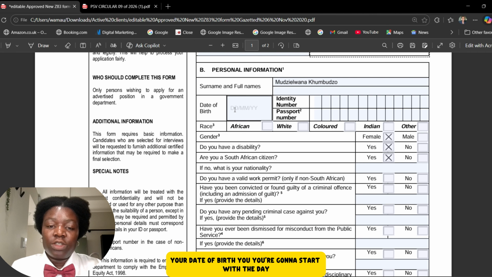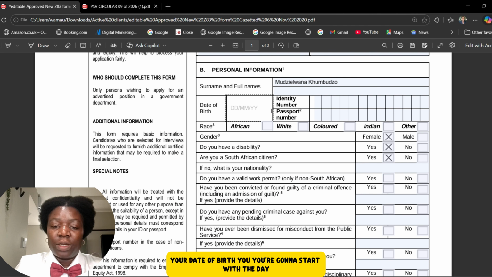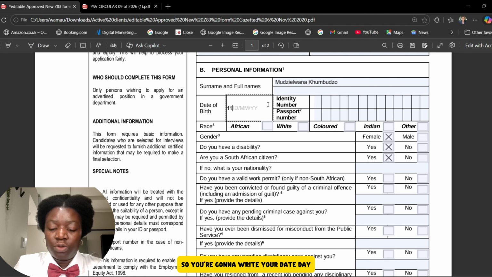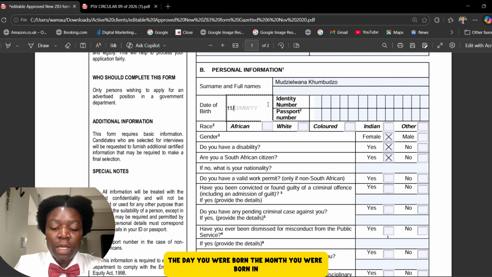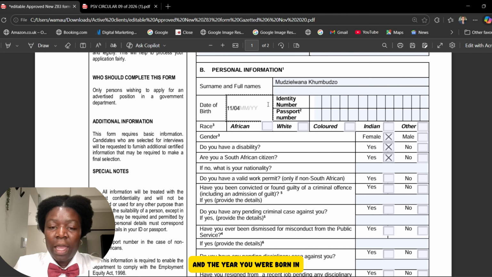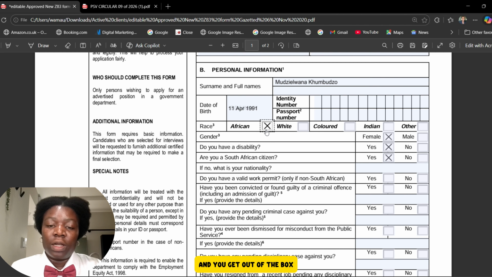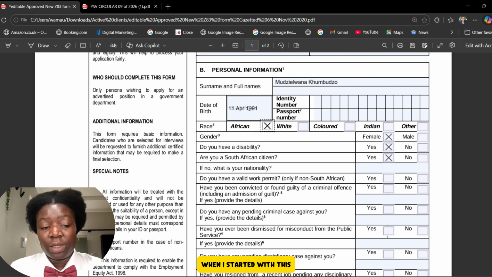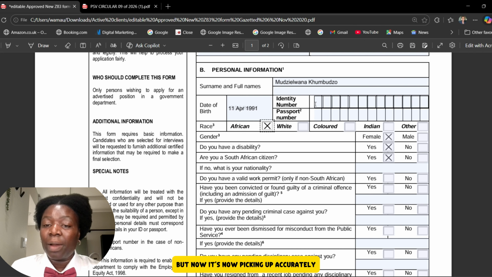Okay, your date of birth, you're gonna start with a day. So as you can see, it says day, month, and the year, all right? So you're gonna write the day you were born, the month you were born in, and the year you were born in, and you get out of the box. You can see there it's showing already. So just make sure that you check, because when I started with this, it kept on putting November, which I don't know why, but now it's picking up accurately.